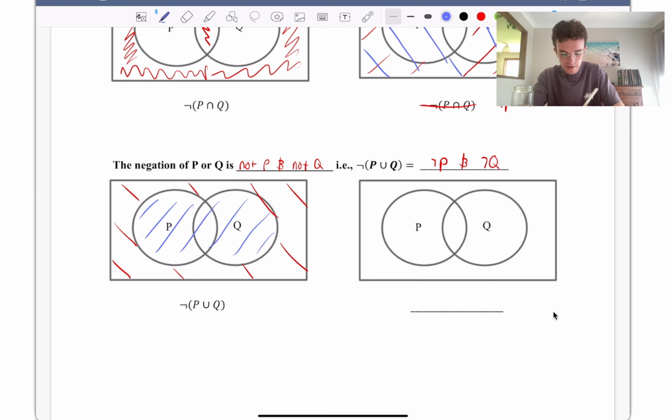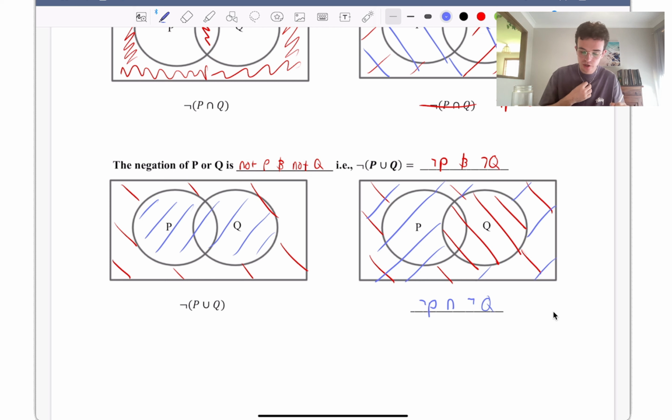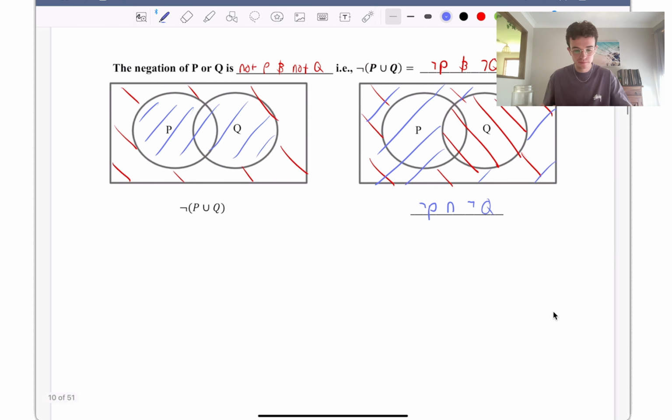Now the negation is not P and not Q. Let's have a look at not P. Not P is all of this in red, and not Q is all of this in blue. So not P and not Q would just be where the red and blue overlap, so it's the outside of that Venn diagram.